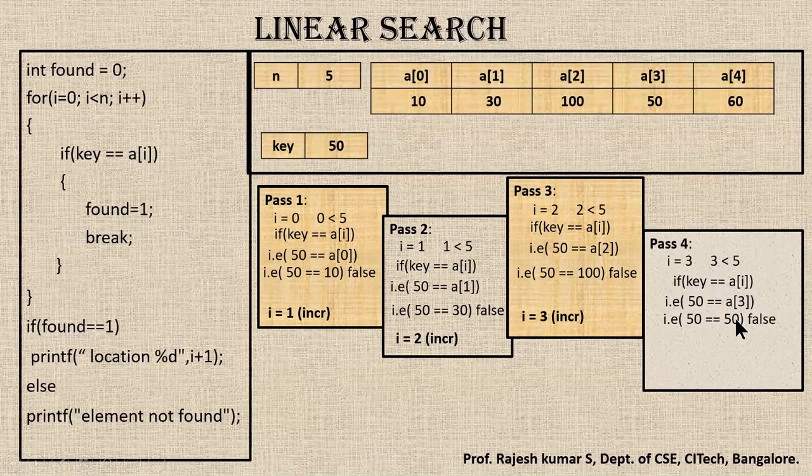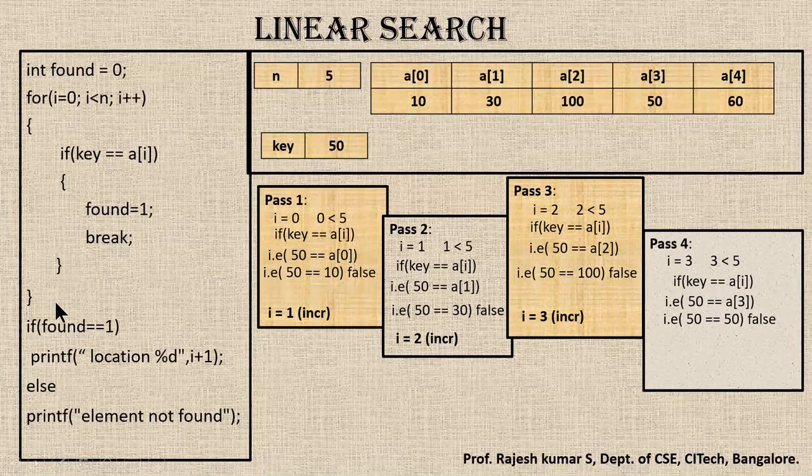Is 50 equal to 50? Yes, true. Students, this is true. It is not false. It is true. 50 equals to 50. It is true. When the condition is true, what happens? The found value is changed into 1. Now, found value is changed into 1 and we are applying a break. Break in the sense, come out of this loop.